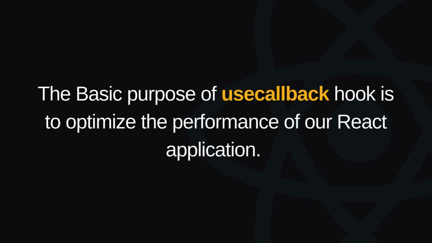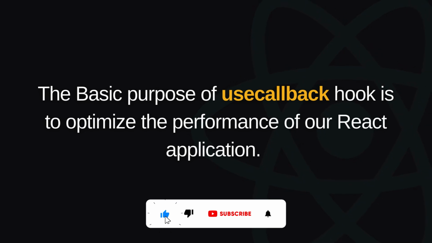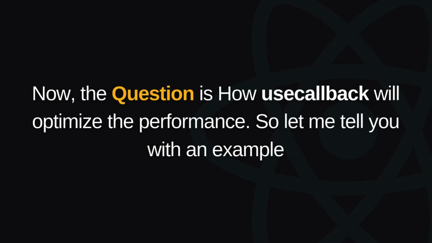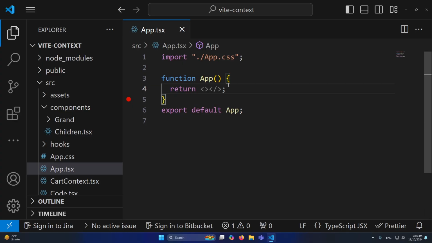The basic purpose of the useCallback hook is to optimize the performance of our React application. Now the question is how useCallback will optimize the performance. So let me tell you with an example. You know that in our React application we have different components that re-render upon different conditions.